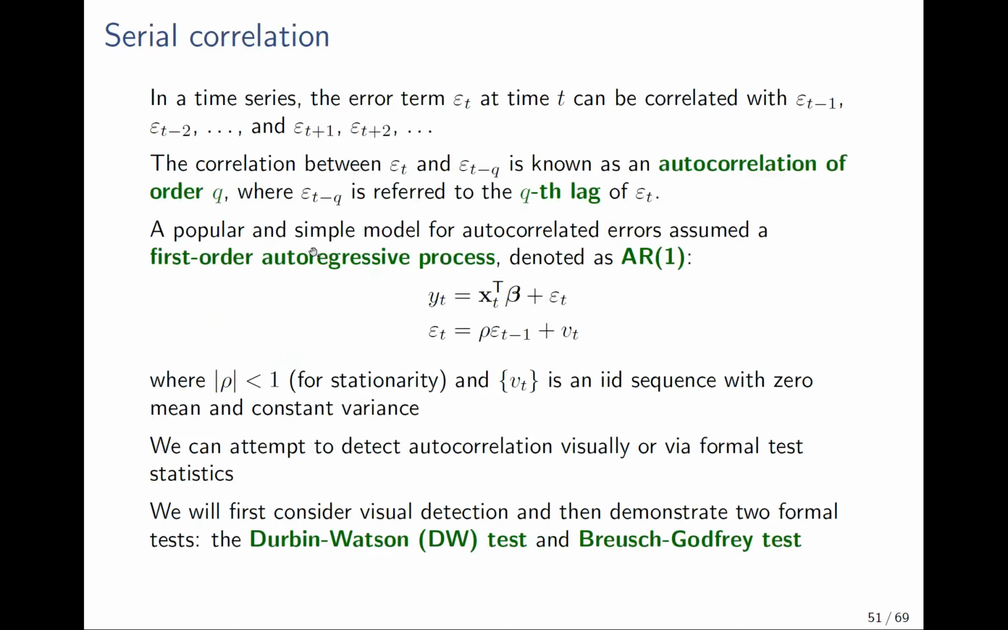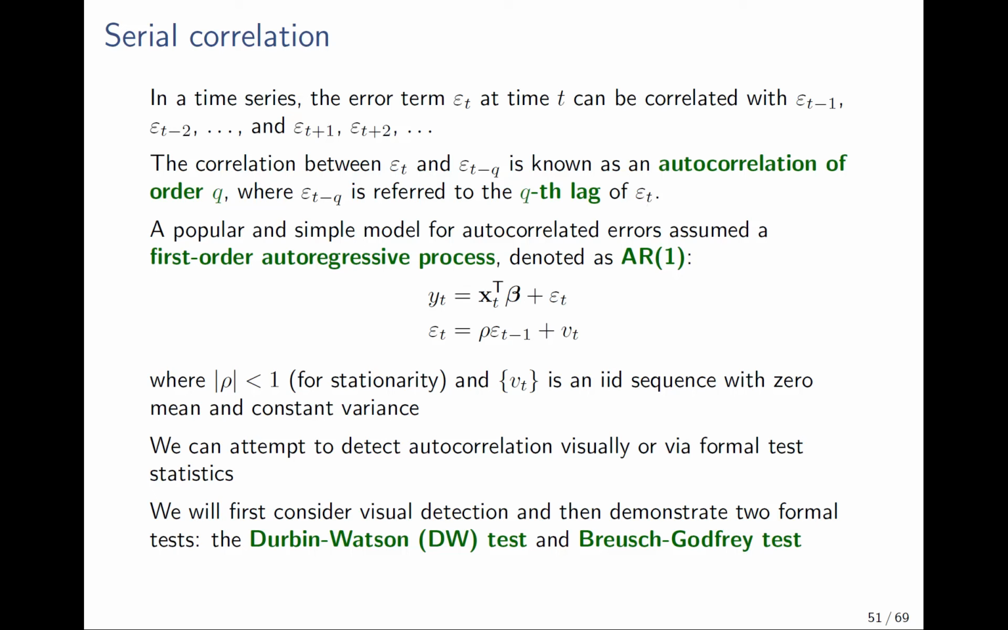Okay, so serial correlation. In a time series, the error term epsilon t at time t can be correlated with its past values. That is, with epsilon t minus 1, epsilon t minus 2, and so on. And with future values, actually. And the correlation between epsilon t and epsilon t minus q is known as autocorrelation of order q, where epsilon t minus q is the qth lag of epsilon t. It's referred to as the qth lag of the error term.